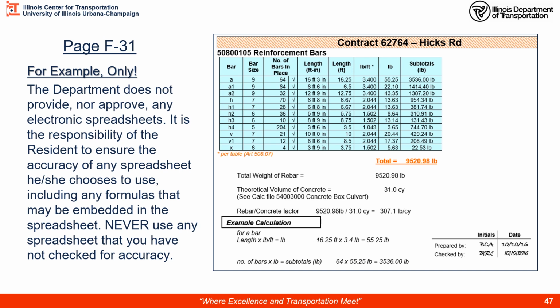Here I've got my initials and dates. This was an I-Cores project. They printed this out and manually initialed and dated it. If this was in CMMS, these could be typed in, initials and dates. I want to bring this to your attention: the department does not provide or approve any electronic spreadsheets. It's up to the individual user to make sure all of your calculation cells are performing what they're supposed to.